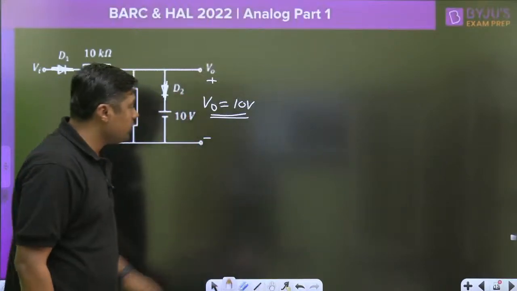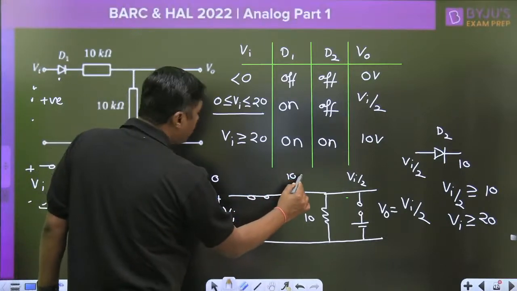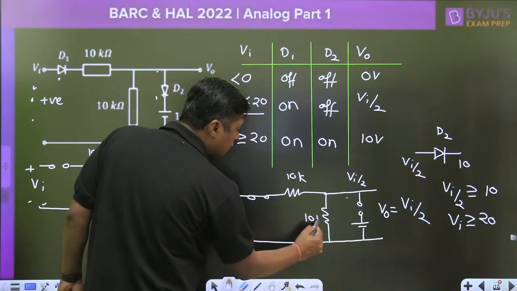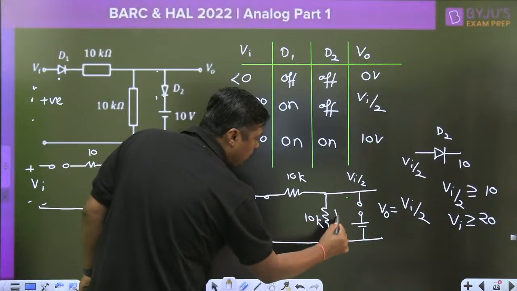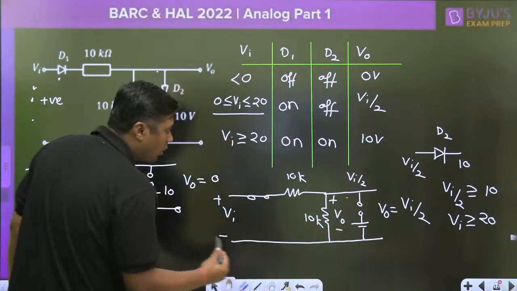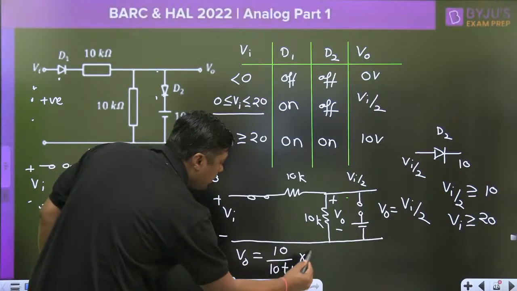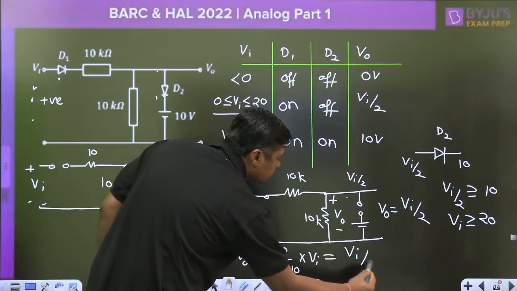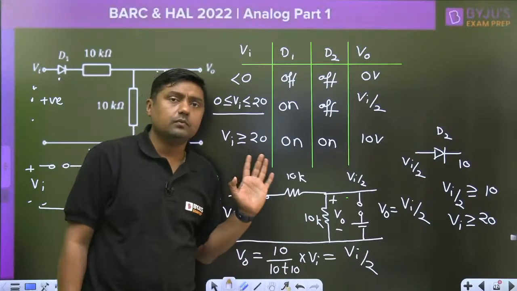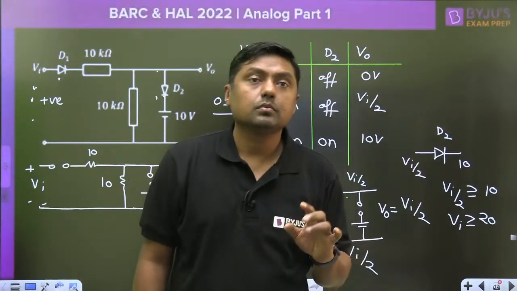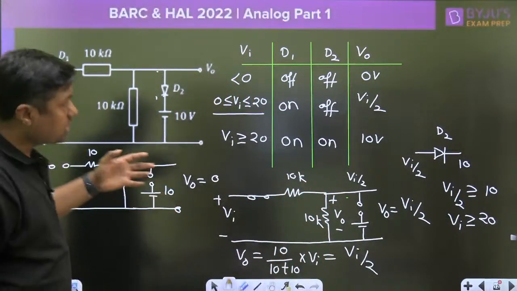Okay, how to get the Vi by 2? Watch this diagram. This is the 10 kilo ohm resistor, and this is another 10 kilo ohm resistor. This is the Vi. Simply use the voltage division rule, because we have to calculate the V0 here. What is the V0? 10 divided by 10 plus 10 into Vi. So the output is Vi by 2, simply because we have two resistors, 10 kilo ohm and 10 kilo ohm, simple voltage division rule. Now it is clear to everyone? Yes.